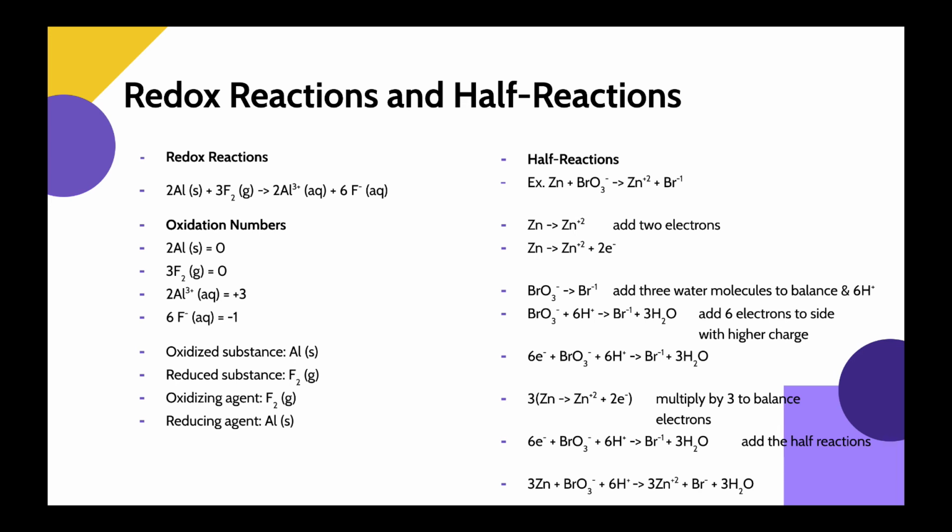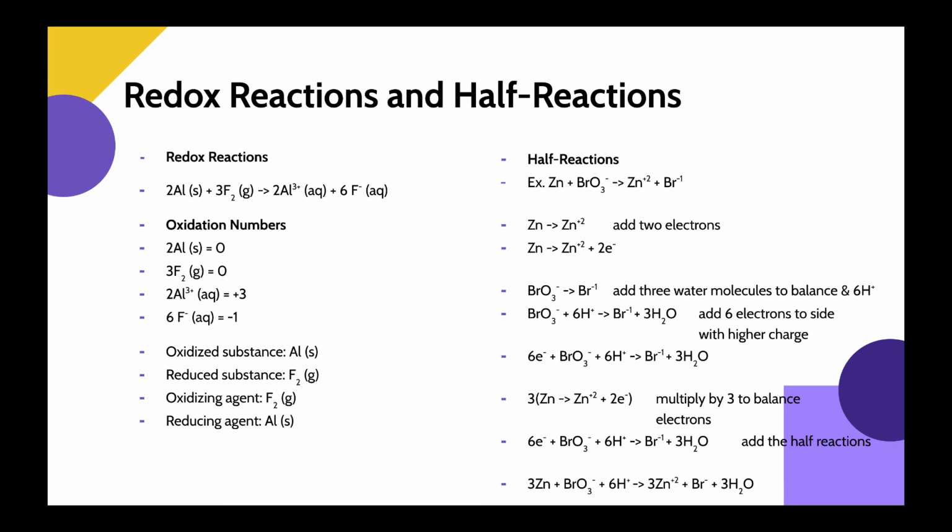Now we will discuss redox reactions and half reactions. So for redox reactions, we are given a balanced chemical equation, and we must identify which substance is being oxidized, which is the oxidizing agent, which substance is being reduced, and which is the reducing agent. So first we find the oxidation numbers. So let's start with aluminum. Because it is one element in its solid state, aluminum will have an oxidation number of 0. F2 is a diatomic atom, so diatomic atoms have an oxidation number of 0. On the other side of the equation, we have aluminum with a 3 plus charge, so the oxidation number is plus 3. And for fluorine, it's a -1 charge, so the oxidation number is -1.